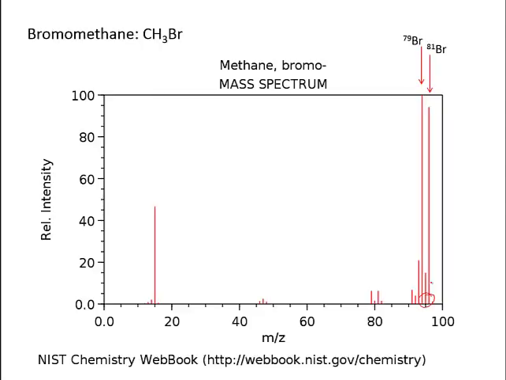It turns out that on planet Earth, about half of the bromines are bromine 79 and about half are bromine 81, and so the height of these 2 peaks happen to be just about the same. In fact, this is often a dead giveaway that your unknown substance has bromine in it. If you have 2 peaks of equal intensity separated by 2 mass units, roughly where that molecular ion should be, then that tells you that you've got a bromine atom.